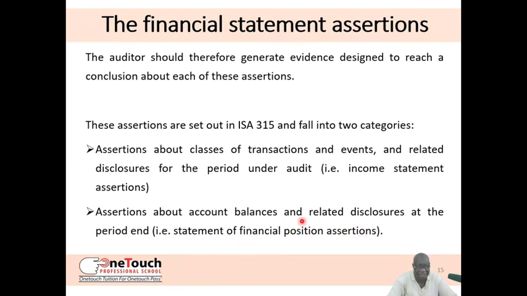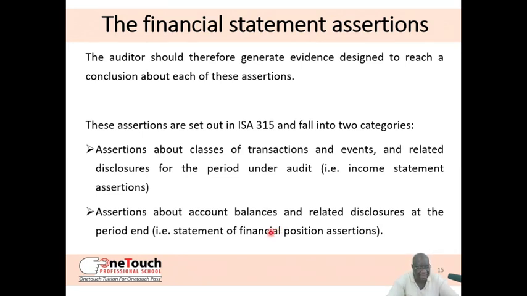The income statement assertions are for events and related disclosures, events that took place and their related disclosures. And account balances and their disclosures go to the statement of financial position. In actual fact, all the items in the financial position are balances. Everything in the financial position is a balance. There is nothing that is on its own there. They are all balances. An income statement is transactions and events that took place within the period.